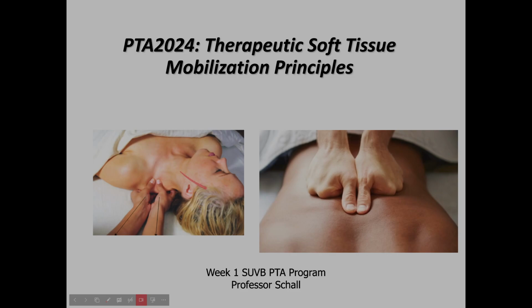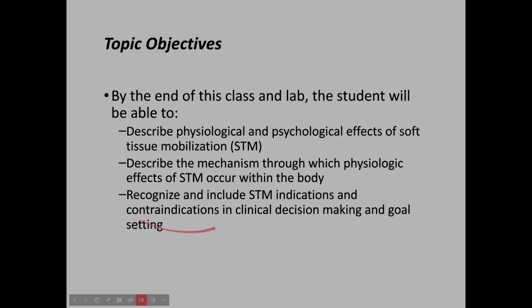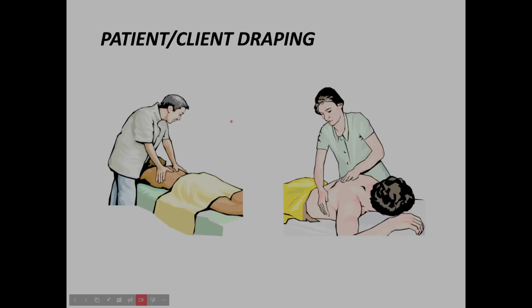So review that. Then we're moving on to our first practical implementation of a physical agent or a modality that's commonly used in physical therapy, which is known as soft tissue mobilization. In massage, they call it massage. We call it soft tissue mobilization. So here are our objectives.